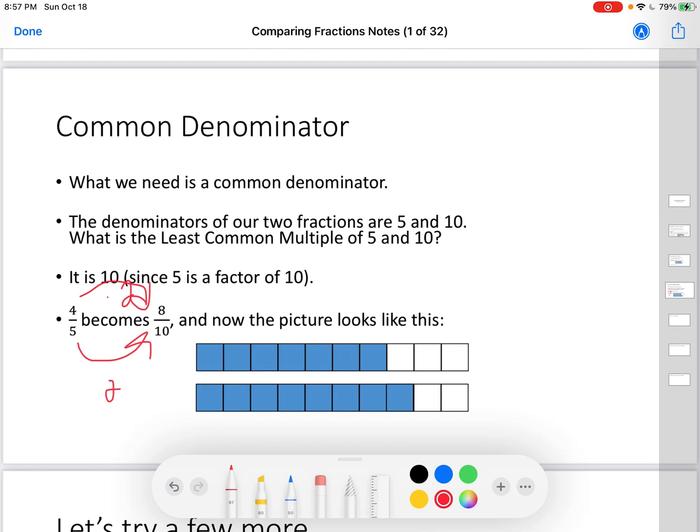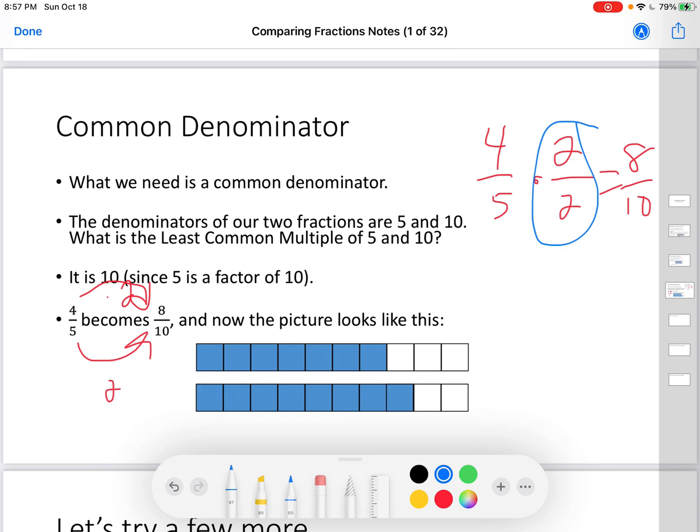Now, how does that work? Many teachers teach that as long as you do the same thing to the top and the bottom, you get an equal fraction. That's true, but why does it work? I'm going to take 4/5 and multiply the 4 times 2 and the 5 times 2, and that's equal to 8/10. But take a look at the number that we multiplied by: 2 halves. 2 halves equals 1. So really all we're doing is 4/5 times 1 equals 8/10.